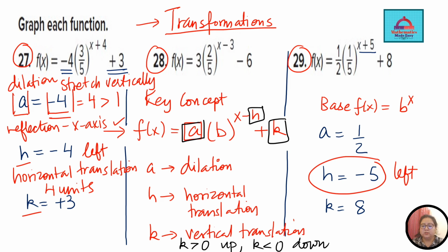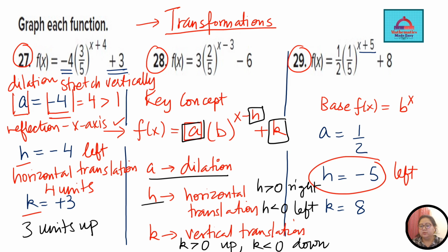Similarly, if H is positive, we go right, positive x-axis. If H is negative, we go left. Okay, for dilation I already told you. So here we are going to move 3 units up, and here we are going to move 8 units up.